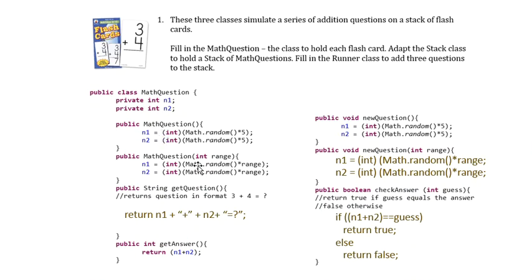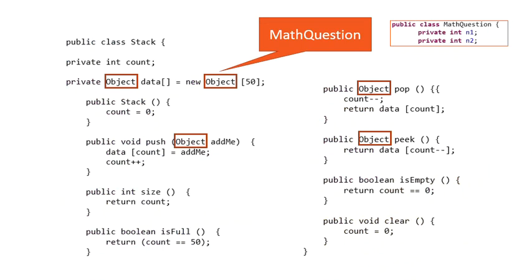So we've got a constructor, an accessor. That looks like a facilitator, and facilitator. So now we're supposed to make a stack of those math questions. So we're going to take the stack class and we're going to highlight all the objects and switch it to be math question because that's the name of our class.